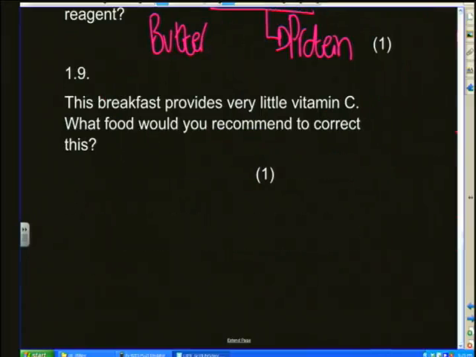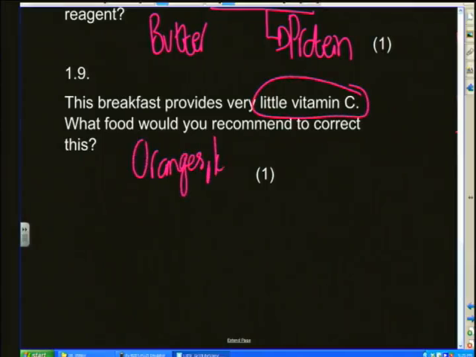This breakfast provides very little vitamin C. What food would you recommend to correct this? It's a breakfast, okay? So any kind of food that is rich in vitamin C, here you can use your imagination. What do we know? Oranges, all our citrus fruits.